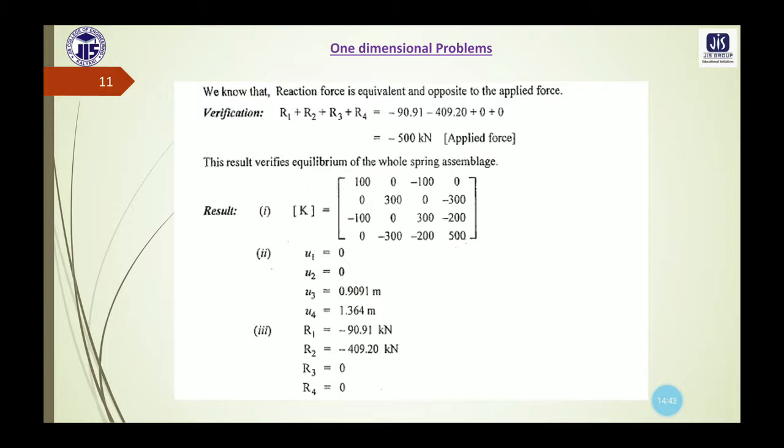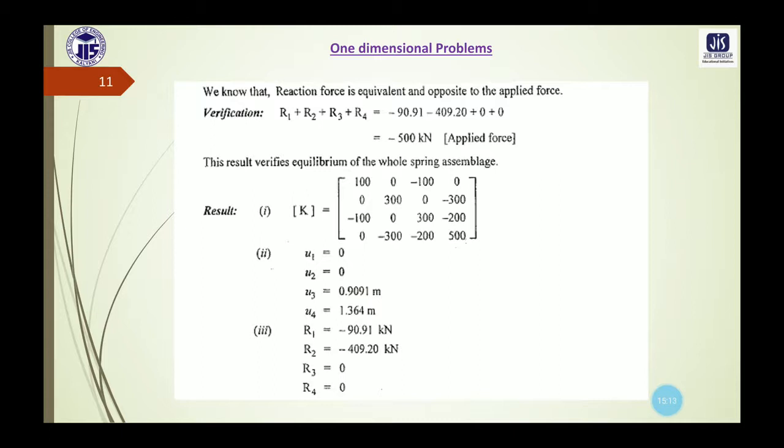Now in the question we have seen that the value of the applied force was plus 500 kilonewton. So that means the applied force is equivalent and opposite to the reaction force. So our result is verified, and the whole spring assemblage is in equilibrium.